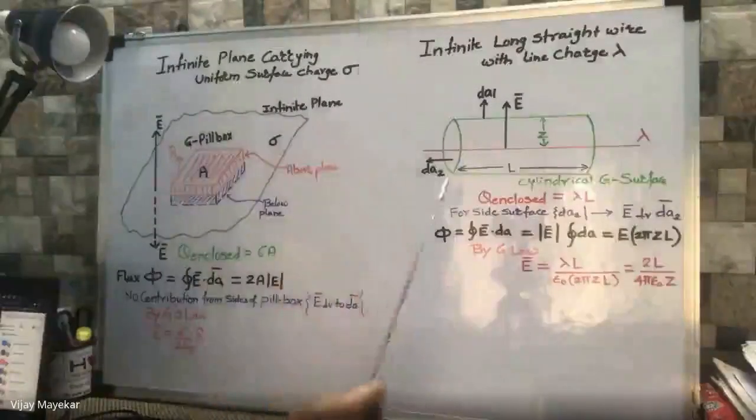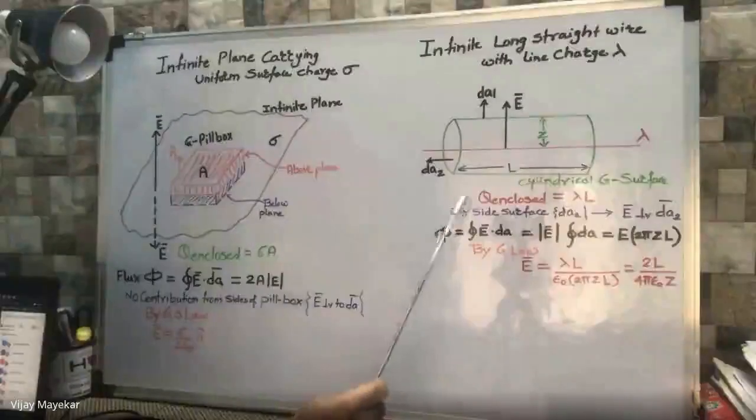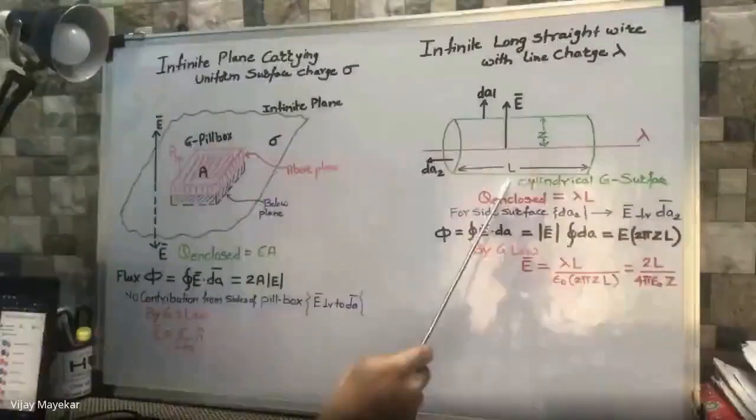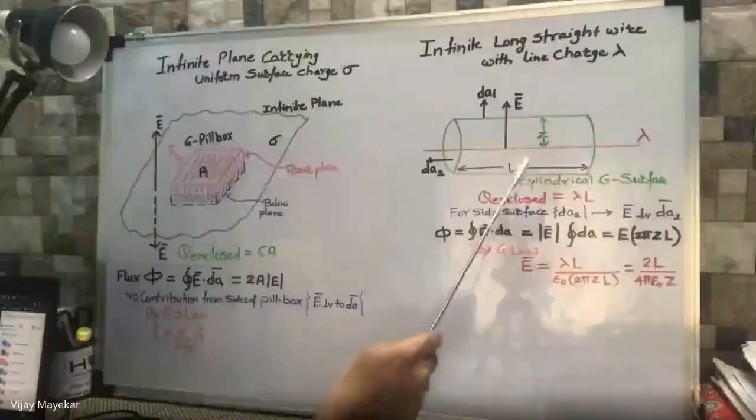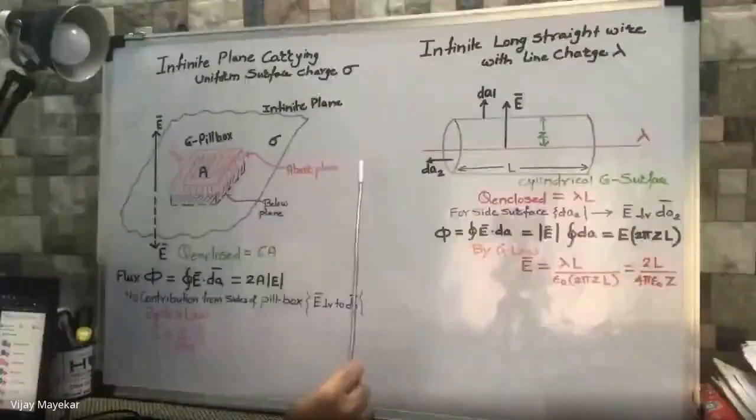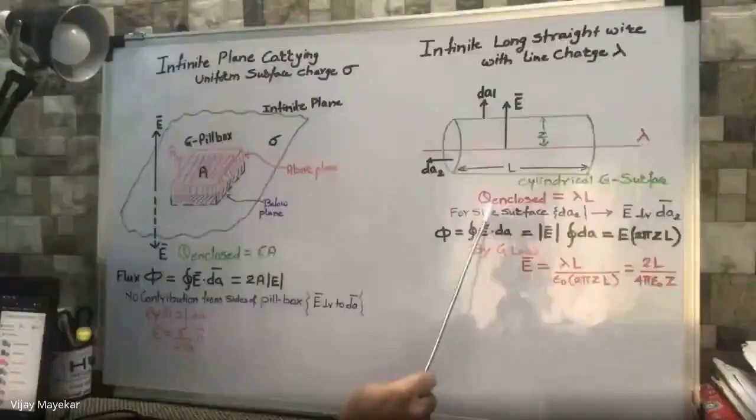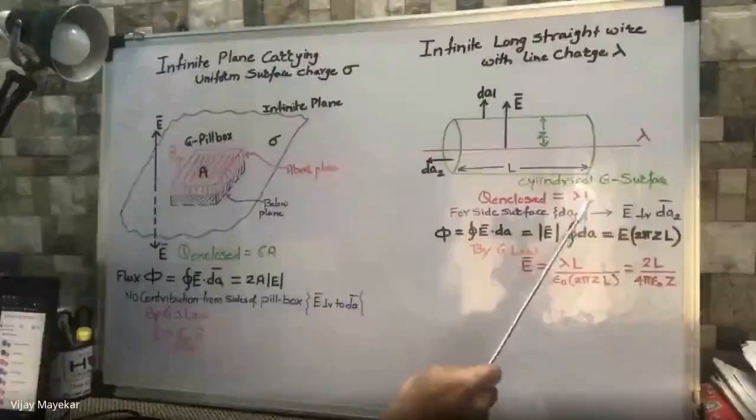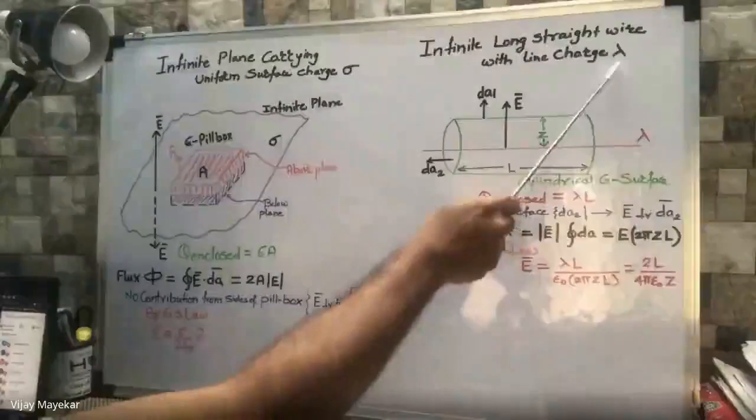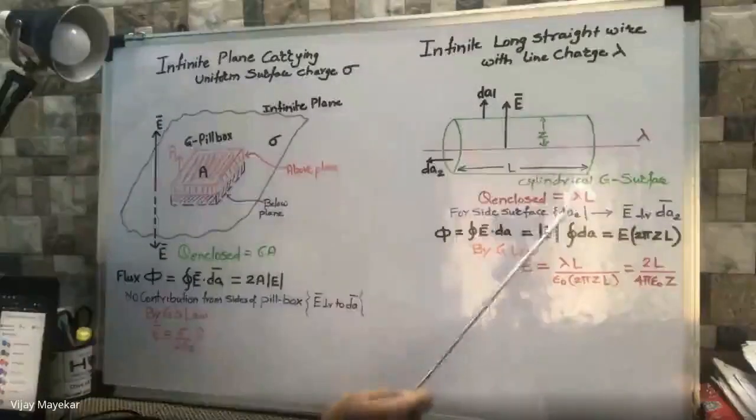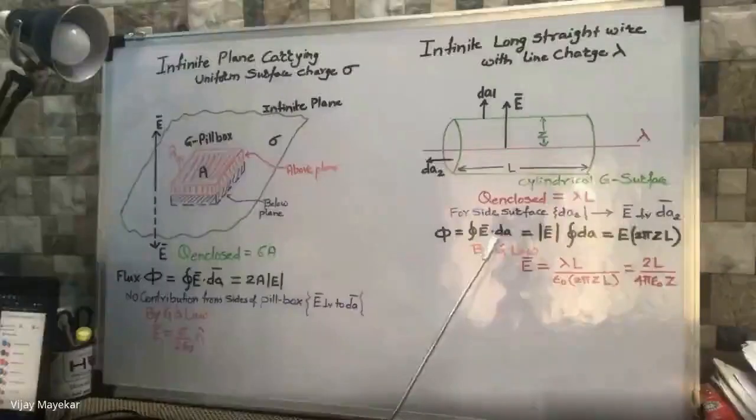This wire is infinite, so we are taking part of the wire so that our Gaussian cylinder has length capital L and radius z. Okay, so what is the charge enclosed? Charge enclosed is the length of the wire multiplied by line charge density lambda. So we are getting Q enclosed.